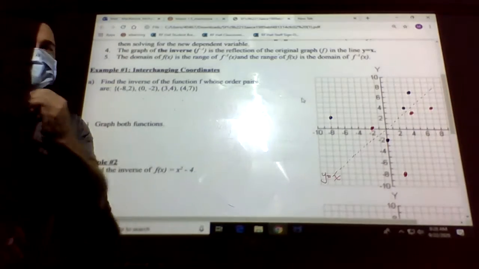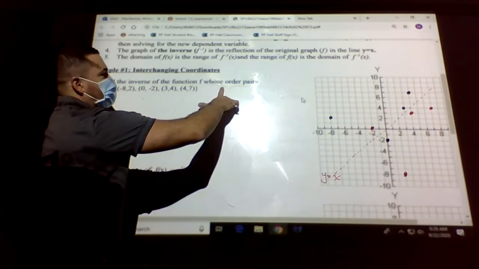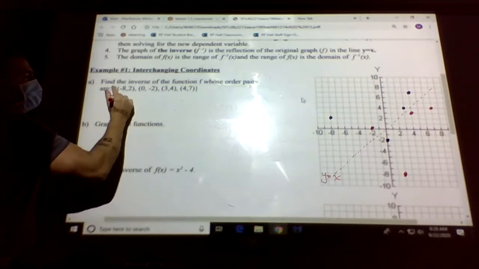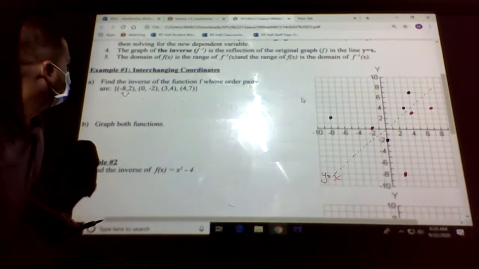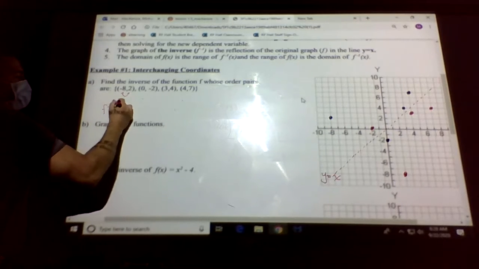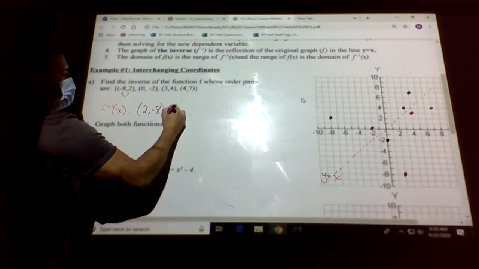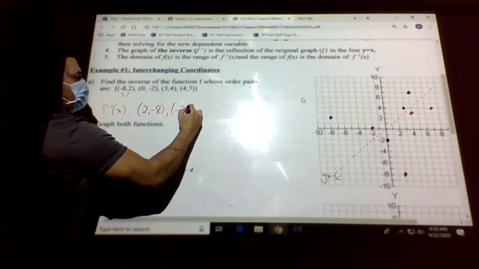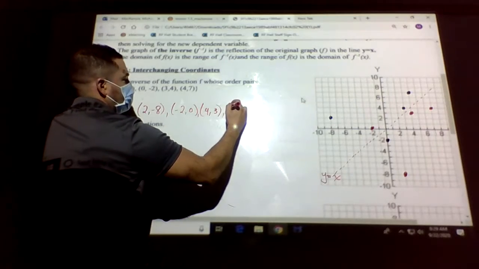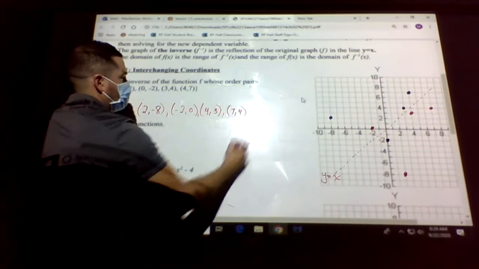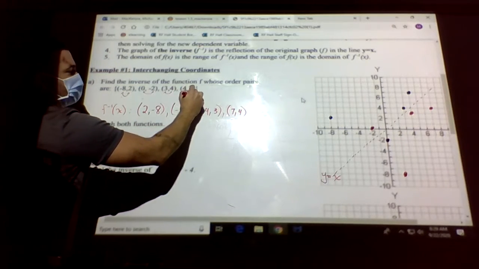So we kind of did the first example, but just to show you, if we're finding the inverse of ordered pairs, what you do is just reverse the actual points. So the inverse points become 2, negative 8, negative 2, 0, 4 and 3, and 7 and 4. Okay, so we swap each of the points to get the inverse.